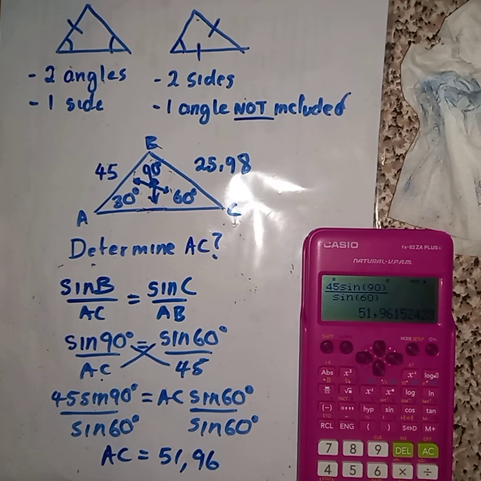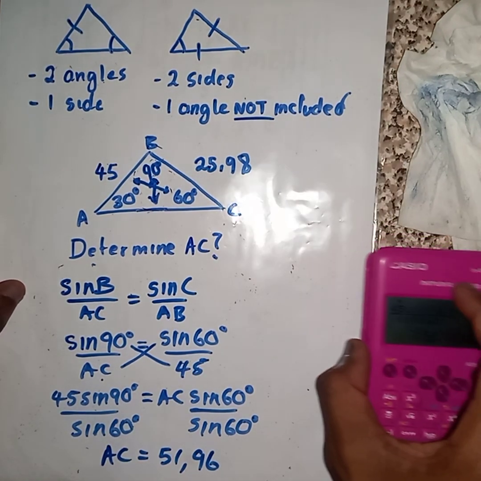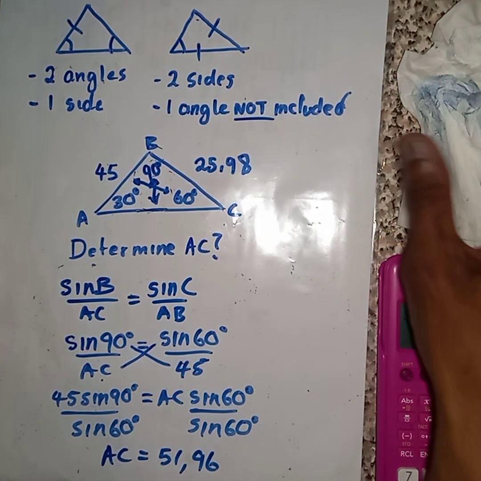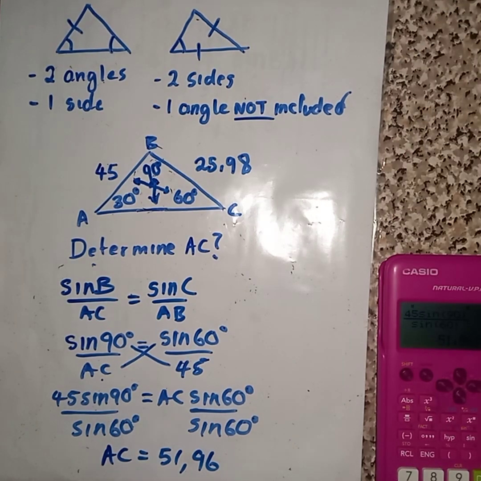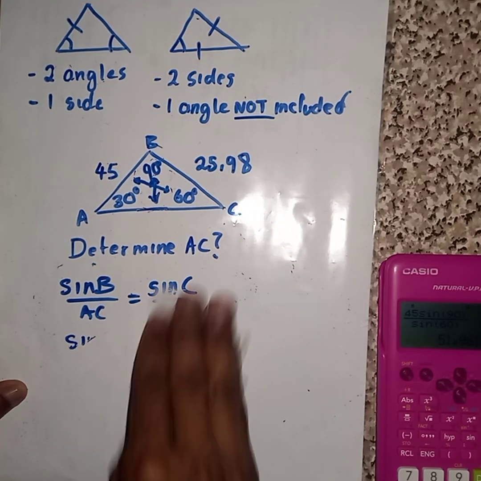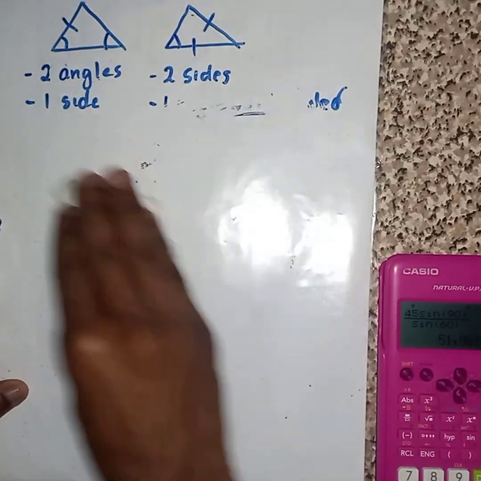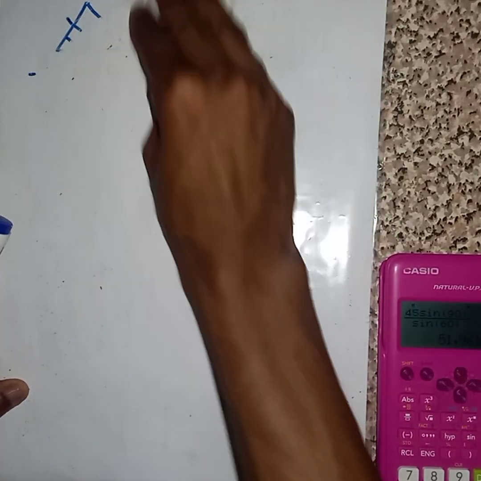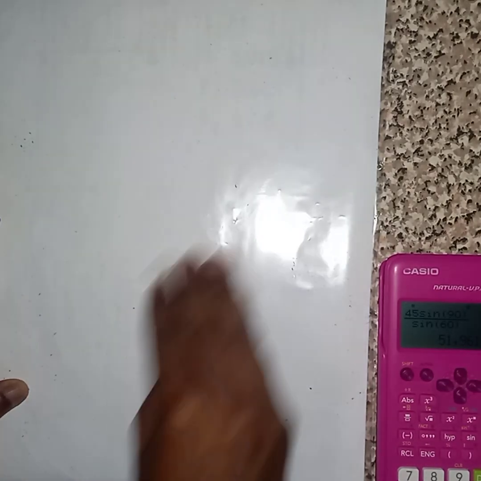You see, this is an application of the sine rule. Now we are going to move to the cosine rule. Now this was just the sine rule. Let us see the cosine rule now.